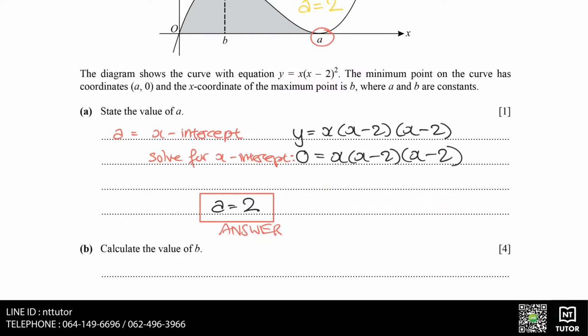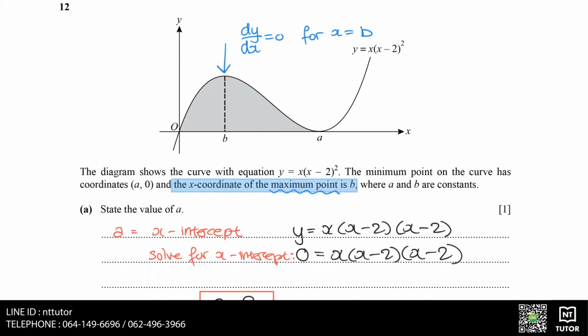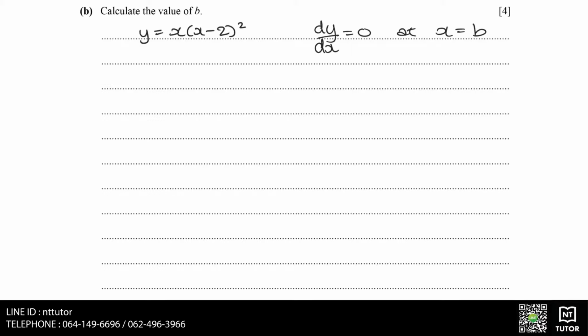B. Calculate the value of b. According to the question, b is the x-coordinate of the maximum point. And at the maximum point, we know that dy over dx is equal to 0. That is the condition that we will use to solve for b.